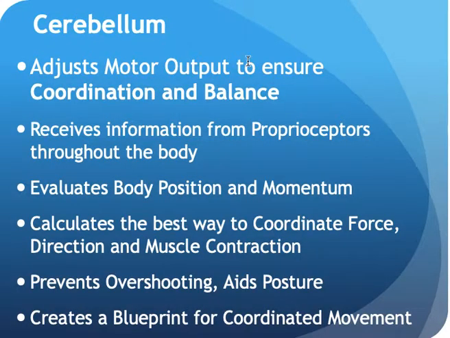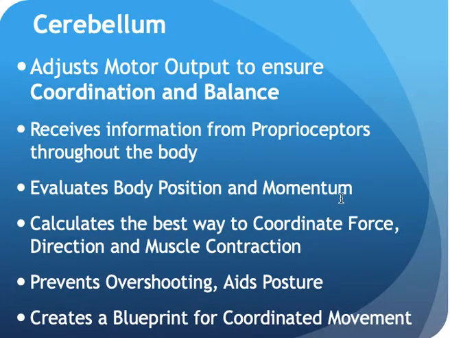So now we get to the cerebellum, okay, and we talked about this a little bit, but it's going to adjust my motor output to ensure coordination and balance. So it's mostly this coordination and balance, receiving information from my proprioceptors. We're going to talk about those when we get into the peripheral nervous system. But again, I have all these different receptors that send different info to my brain.